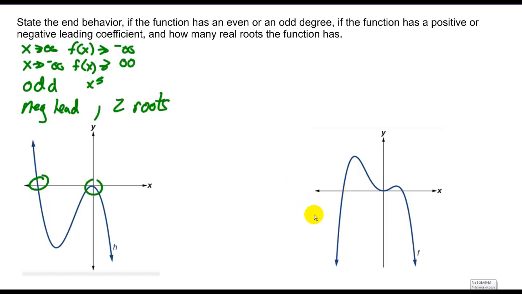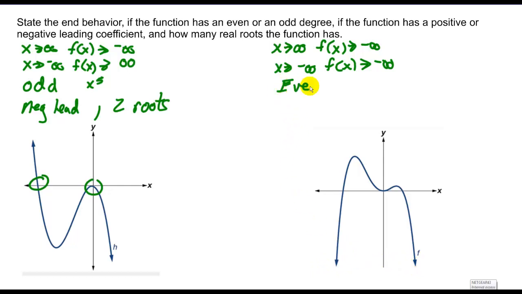You'll notice in this graph, both sides are going down, so as x goes to infinity, f of x goes to negative infinity, and as x goes to negative infinity, f of x goes to negative infinity. We want to know whether it's even or odd. Since it does the same thing on both sides, that must be an even function.